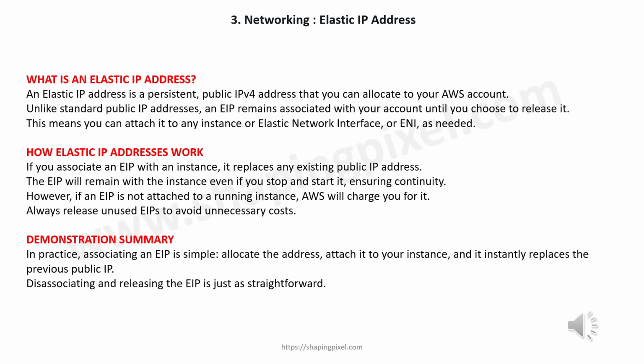In practice, associating an EIP is simple. Allocate the address, attach it to your instance, and it instantly replaces the previous public IP. Disassociating and releasing the EIP is just as straightforward. Elastic IP addresses provide persistence and flexibility, but remember to manage them wisely to avoid extra charges.